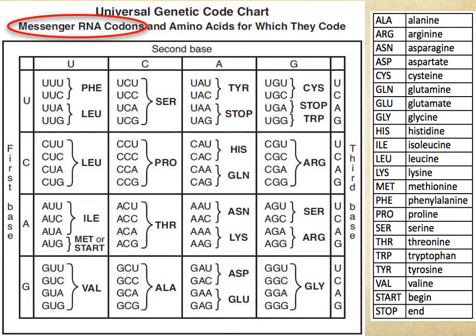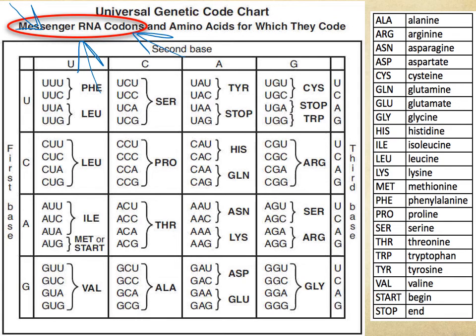So notice up top I've circled the words messenger RNA codons just to remind you that's the messenger RNA sequence that's important to use this chart. It's the only thing you need. DNA sequence doesn't matter. You know, the tRNA, even though it carries the amino acids, that's not important. It's always the messenger RNA because that's what the ribosome is reading.